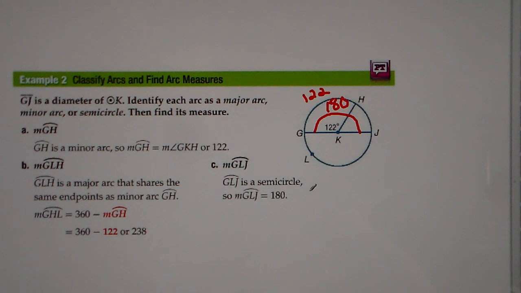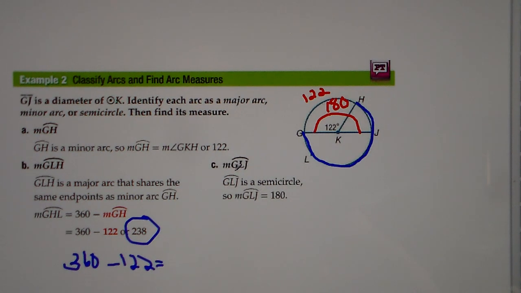Now, if we want to find out what the major arc is, which they're asking here in B, it's all a little cluttered here. Meaning we're going to try to find this blue arc, GLH or GJH, either one. To find that blue, we know there's 360 degrees inside of a circle, and we're going to subtract that given angle of GKH, that minor arc of 122. So 360 minus 122, that's going to get us 238.